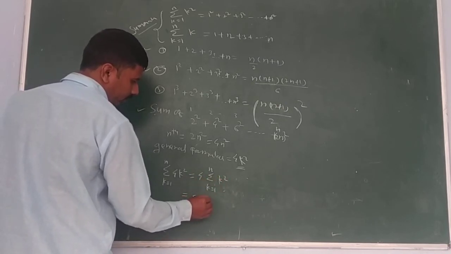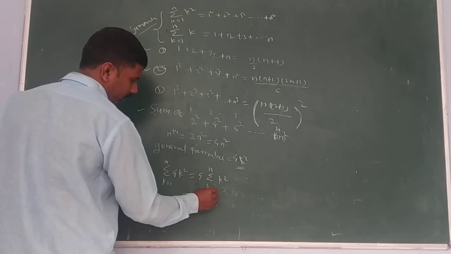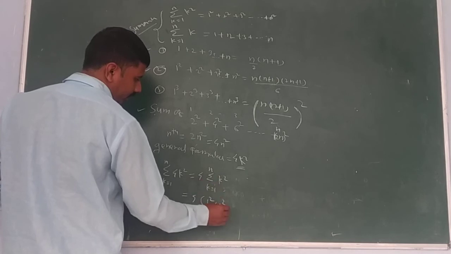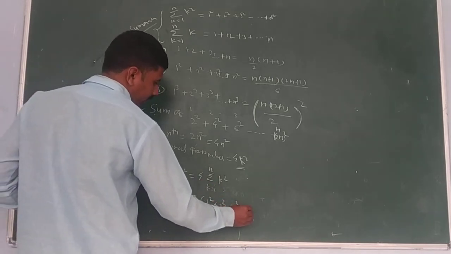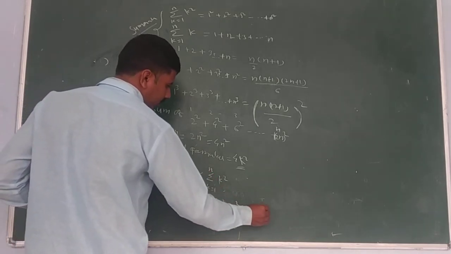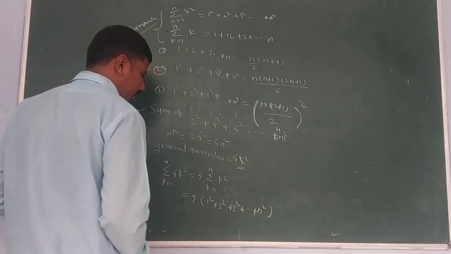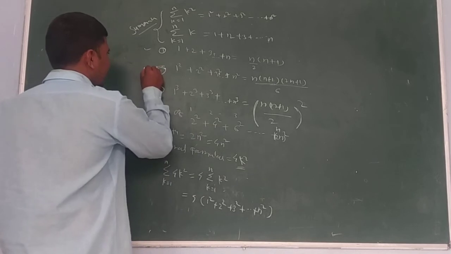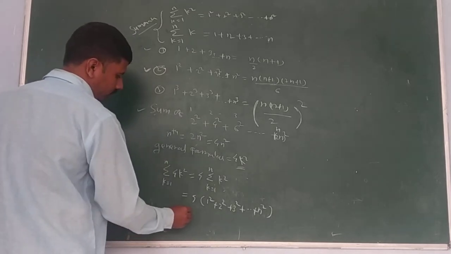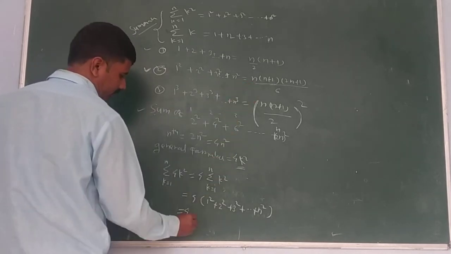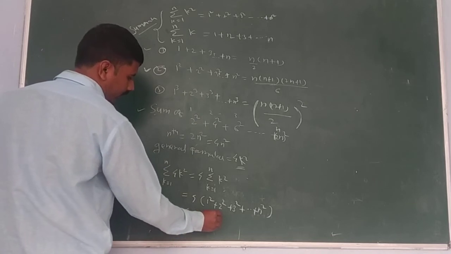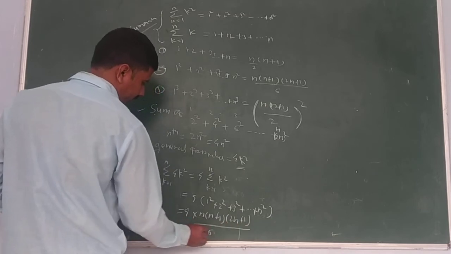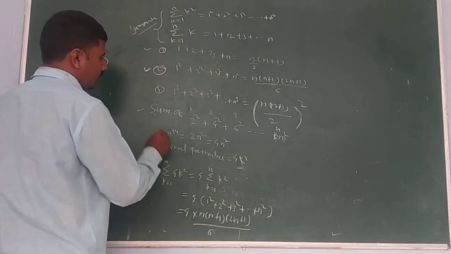4 into 1 square, where k is equal to 1, plus 2 square, plus k will be 3, 3 square, till the last k, which is n square. Okay, so like this: 1 square, 2 square, 3 square, plus n square. This fits the second formula. So 4 into, what is the summation of this? n into n plus 1 into 2n plus 1 divided by 6. This is the sum of this.